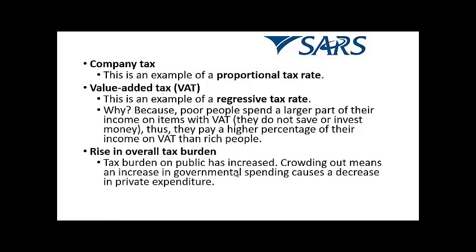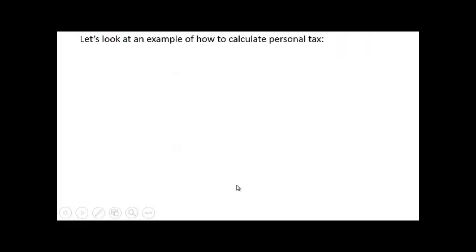When we talk about the rise in the overall tax burden, it means that the public is paying more tax than previously. So the tax burden on the public has increased. Crowding out means that an increase in government spending causes a decrease in private expenditure. So because the public has to pay more tax, it has less money available to spend, and because it's paid to the government, they have more money available to spend.